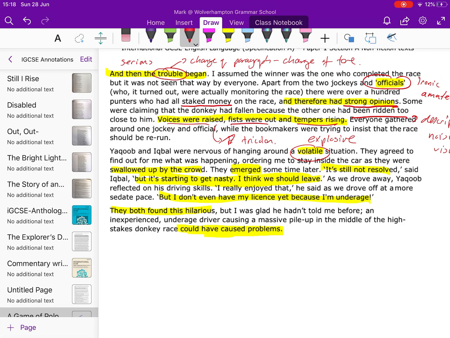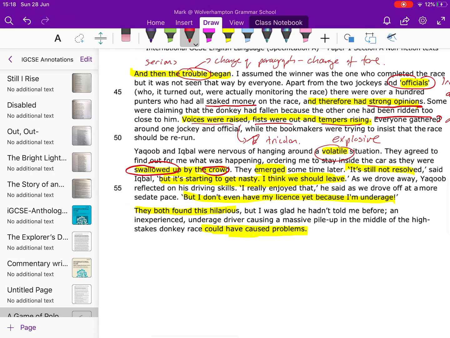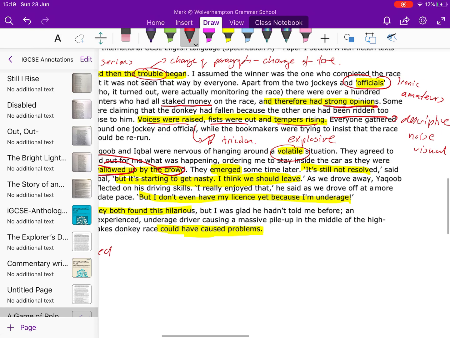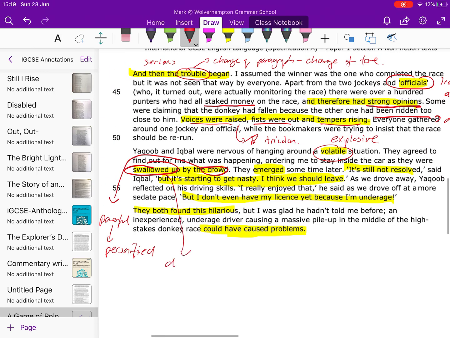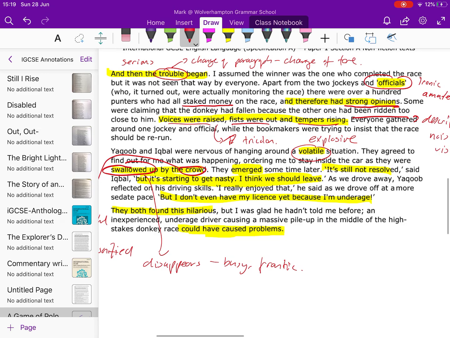Jacob and Iqbal, they go and see what's happening. They're swallowed up by the crowd. So that makes the crowd seem even more powerful, because the writer personifies the crowd and it swallows them up. And so swallowed up suggests to me that they've completely disappeared, and that suggests how busy, frantic this situation is. They emerged. If someone emerges, then that means they were completely hidden and out of sight.